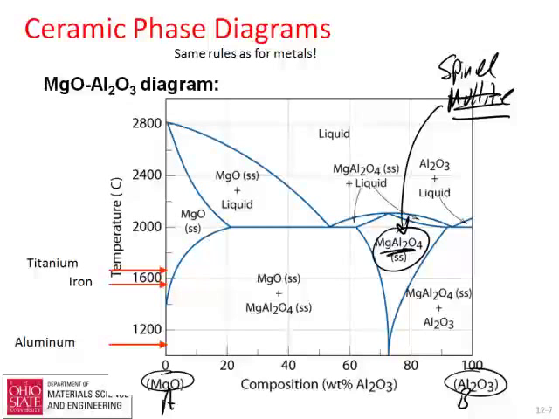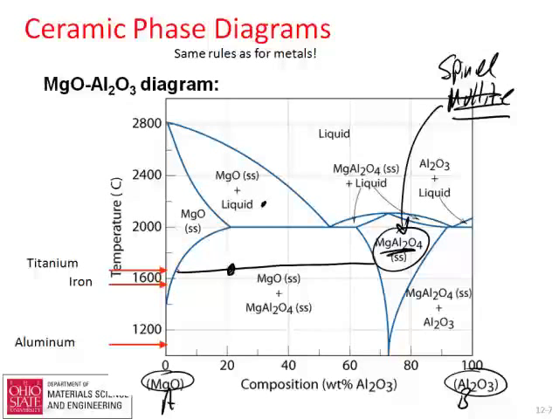Same exact sort of thing applies. Before, we really just looked at simple eutectics. This is a eutectic with another transformation point in here. Don't worry about that, but basically the same thing applies. You have two-phase regions, you have single-phase regions, and within these two-phase regions, you can always apply your phase rule, and from this, you can tell how many phases are present, what the composition of each phase is.